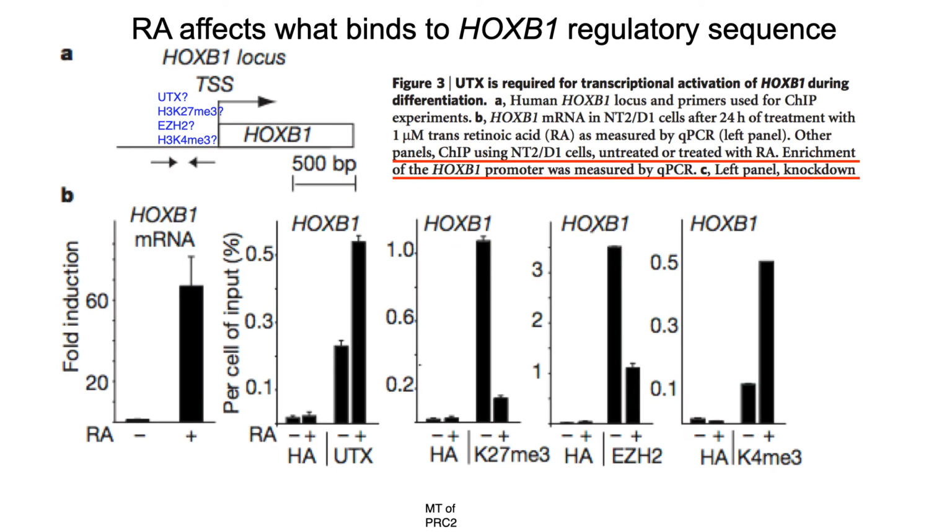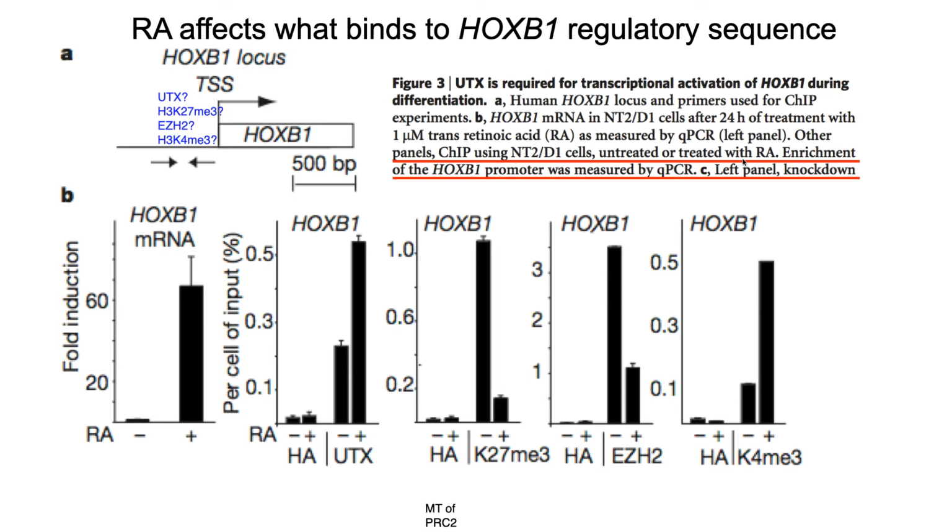So what they've done is a ChIP experiment. Now, we can ignore this. This is that same figure that we just looked at, okay? This is a completely different experiment than these four panels here, right? This is measuring the HOXB1 messenger RNA in the presence and absence of retinoic acid. But let's focus over here. These last four represent ChIP using NT2D1 cells. Okay, those are the same type of cells. And the cells were untreated and treated with retinoic acid.